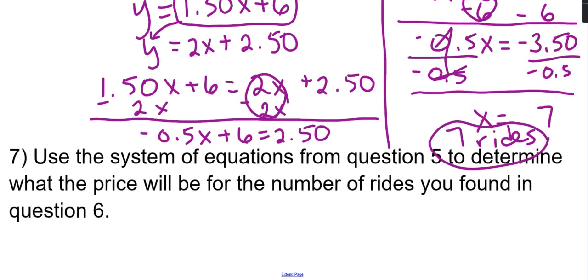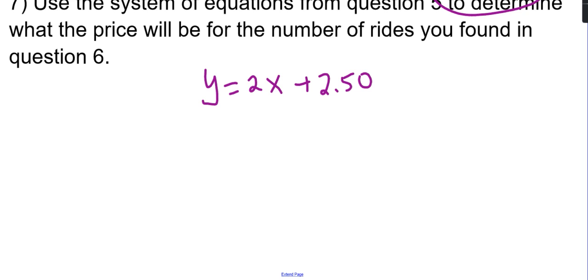Now use the system of equations and determine what the price will be for the number of rides that you found in the other question. So now we want to take the same equations. I'm going to use the second one, 2x plus 2.50, and say, hey, how much is she spending on 7 rides, right? We want the other coordinate to the solution. The x coordinate was 7, and that represented rides. Now we want to plug that into the equation and see what y equals. What is the total amount of money she spends for those 7 rides.